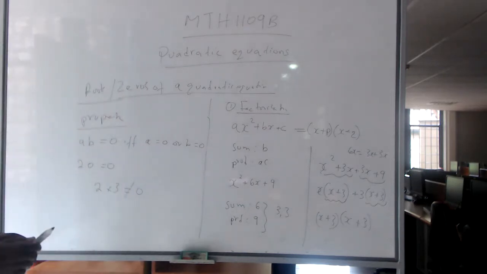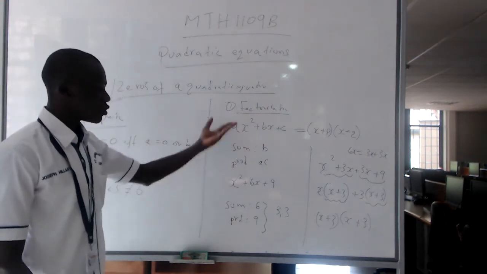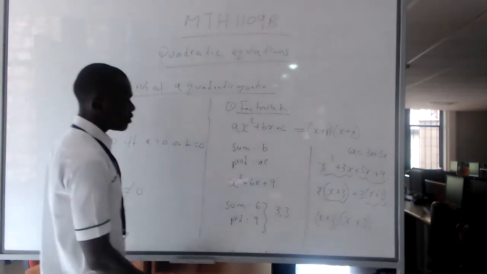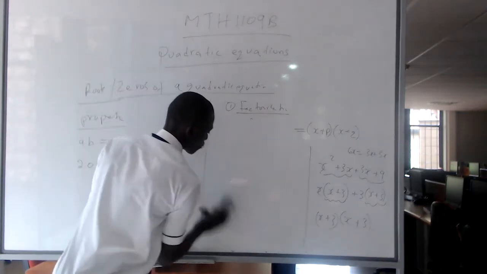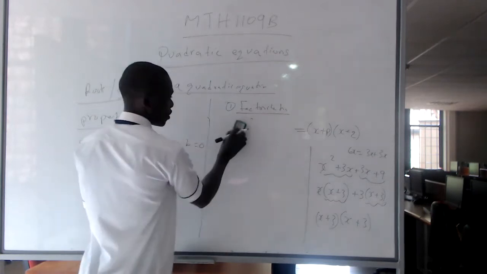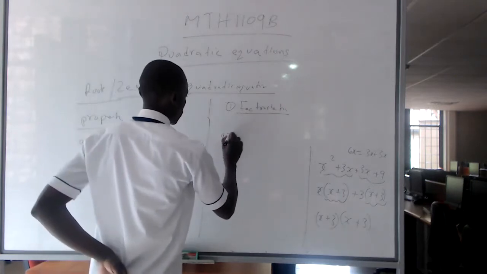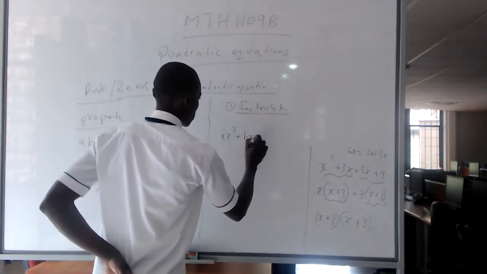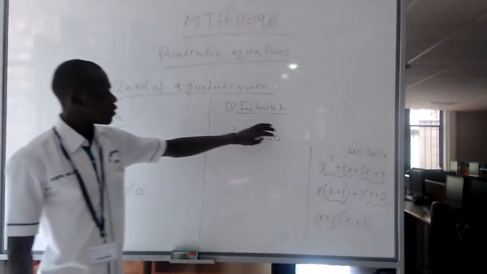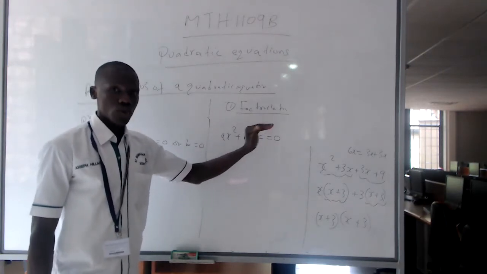Remember, not all quadratic expressions can be factored. Not all of them will be susceptible to this kind of manipulation. So first of all, let me give you a general idea. In general, if you can factorize ax squared plus bx plus c is equal to 0, which is now a quadratic equation. If I remove the equality, it's a quadratic expression, but if I put the equality, it's a quadratic equation.